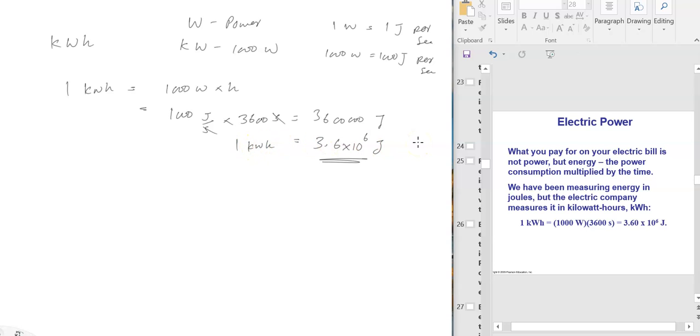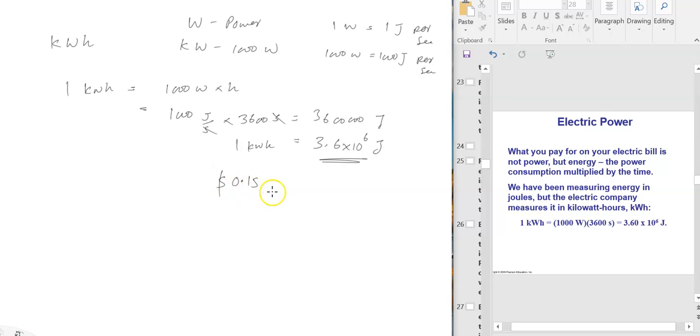And then they will charge some dollar amount for this amount of energy. I'm not exactly sure about the current numbers, but typically I would say 1 kilowatt hour is about 15 cents.